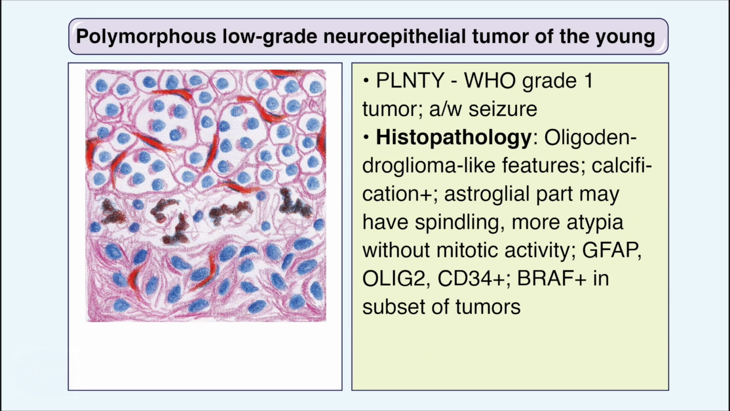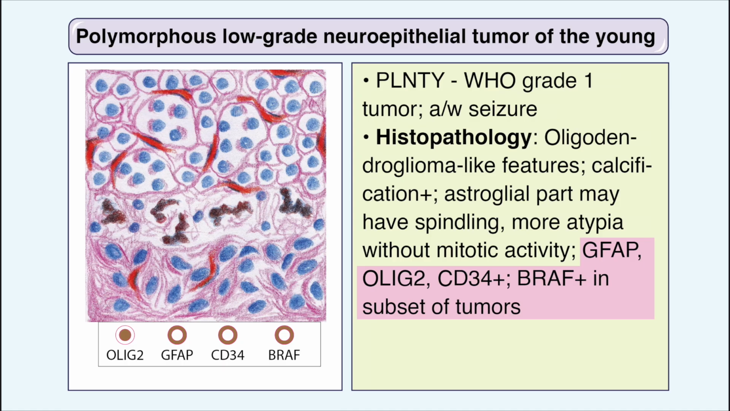Polymorphous low-grade neuroepithelial tumor of the young, PLNTY. It's a CNS WHO grade 1 tumor. PLNTYs are associated with seizures in young individuals. The tumor usually has oligodendroglioma-like features, including small round nuclei, perinuclear halos, and delicate branching capillaries. Astroglial components may display spindling and more conspicuous atypia without mitotic activity. Calcification can be seen in the large majority. PLNTYs are positive for GFAP, OLIG2, and CD34. BRAF positivity can be observed in a subset of tumors.